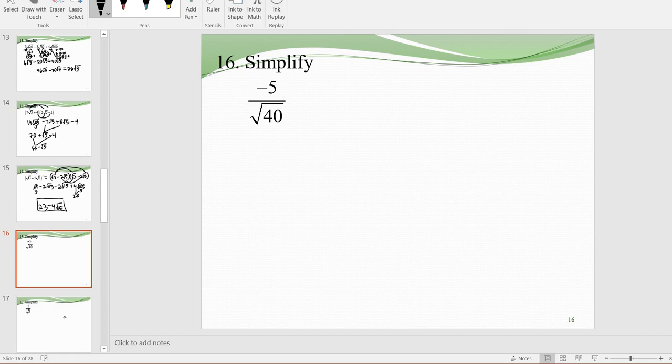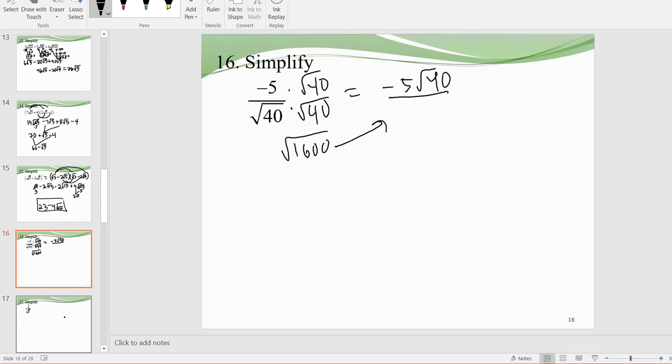How do I simplify when I have a radical in the denominator? Well, this time we're going to use the first option, which is to multiply the top and bottom by square root of 40. What you would end up with is negative 5 square root of 40 all over the square root of 1600, which is just 40. Now you would need to reduce this. 5 goes into 40 8 times. So I would have negative square root of 40 over 8, which is still not right because we should have simplified the square root of 40.